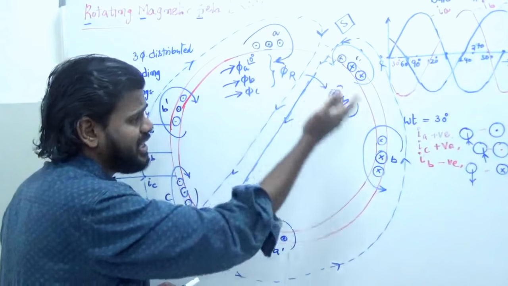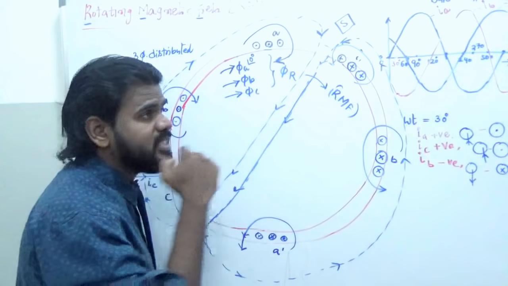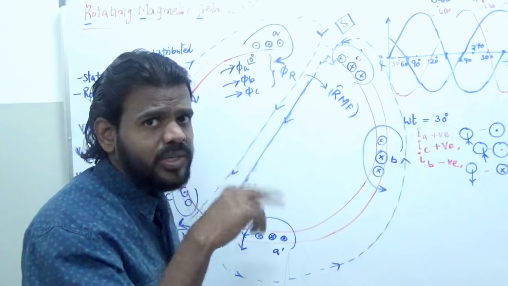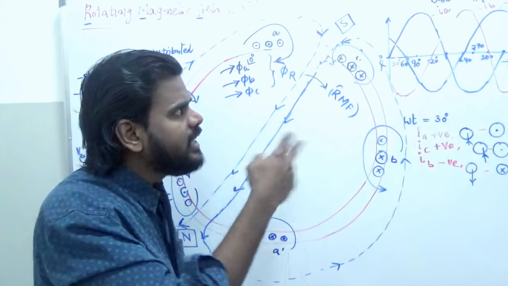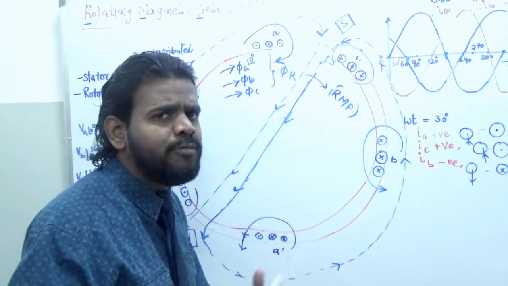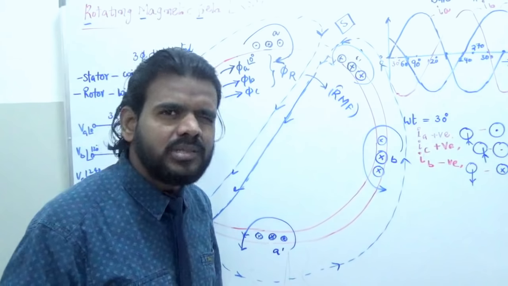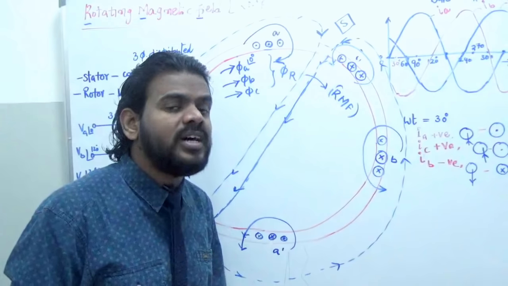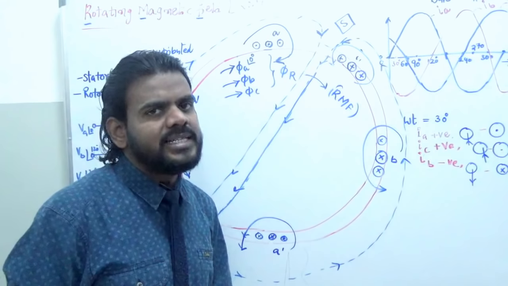Number of poles. How many conductors are there here? There are more conductors, but still the number of poles is only two. So it depends on the winding; based on the winding, the number of poles will change. Sometimes we'll have 4, sometimes 6. Maximum 6 you'll have, because as you increase the number of poles, the speed Ns becomes lesser and lesser.